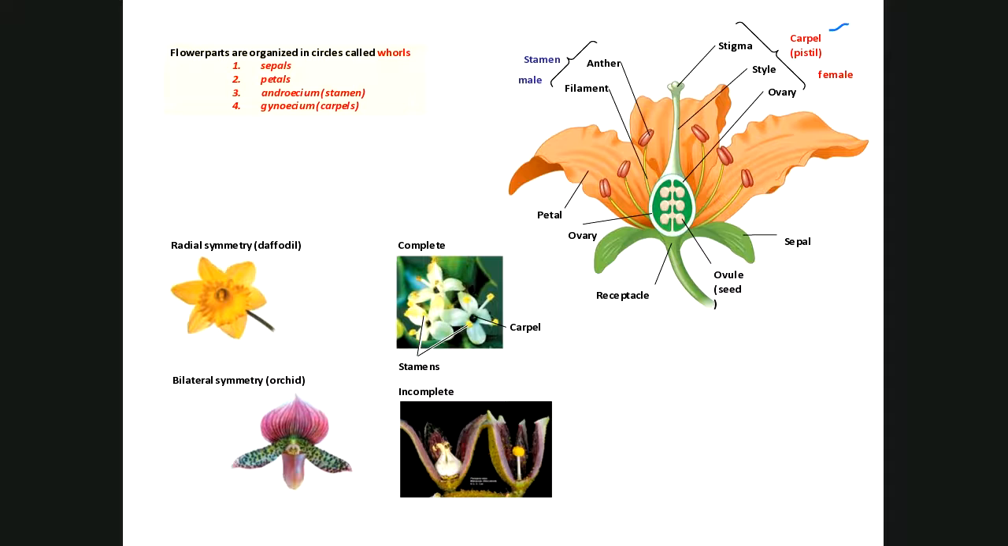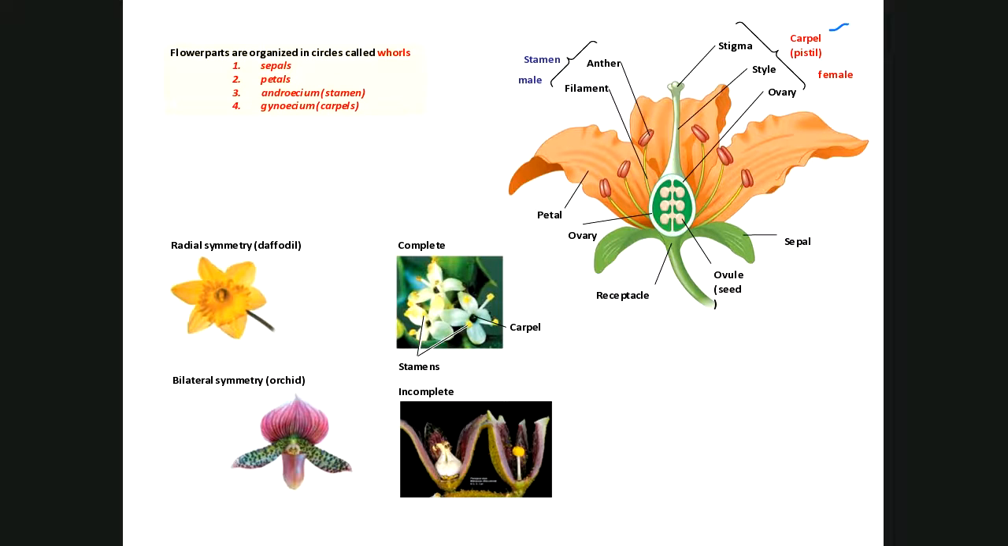Because when I think pistil, I think of a pistol, and that makes me think of a penis, and that doesn't help me, right? Just a visual thing. So I'm glad that pistil is kind of an older word, but if you see it, I don't think your book uses it. They might.